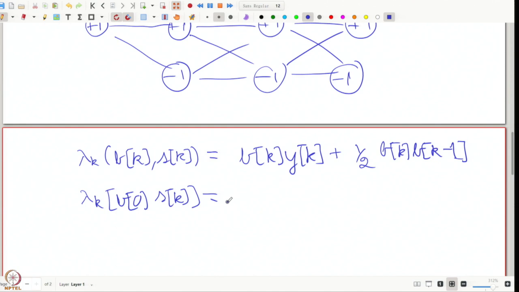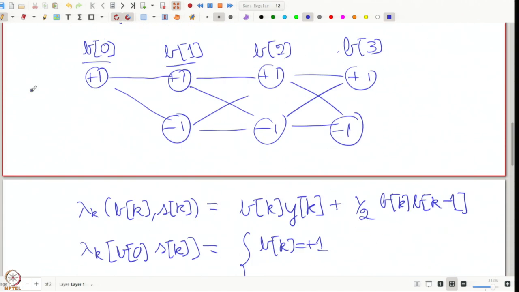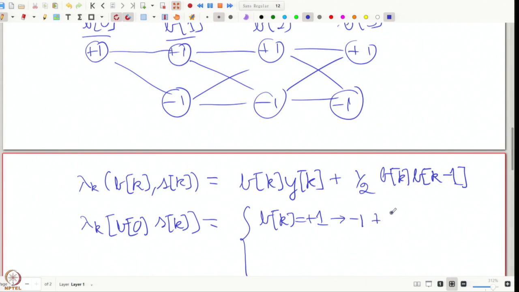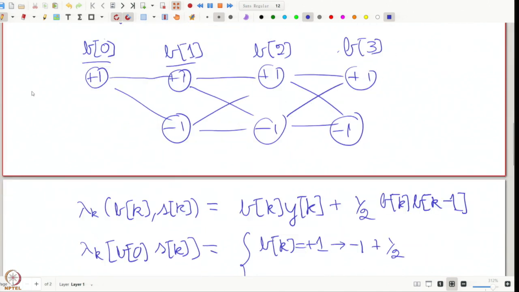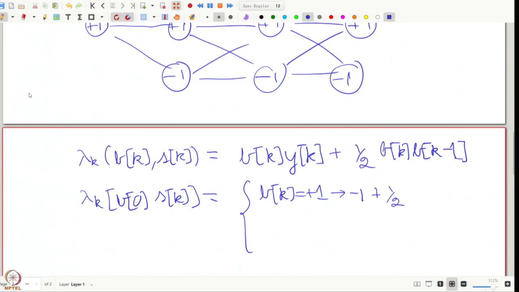What is the metric if B1 is actually plus 1? Let us write it. BK is equal to plus 1. Then what is the metric? We get 1 times Y1, and what is my Y1? Y1 is minus 1... Yeah, so if BK is plus 1, I think my Y1 is 2. I am so sorry. If you remember, Y1 is 2. That is the mistake I made. Let me correct this. Let us do this again. BK is plus 1, so 2 plus half, which is 2.5.